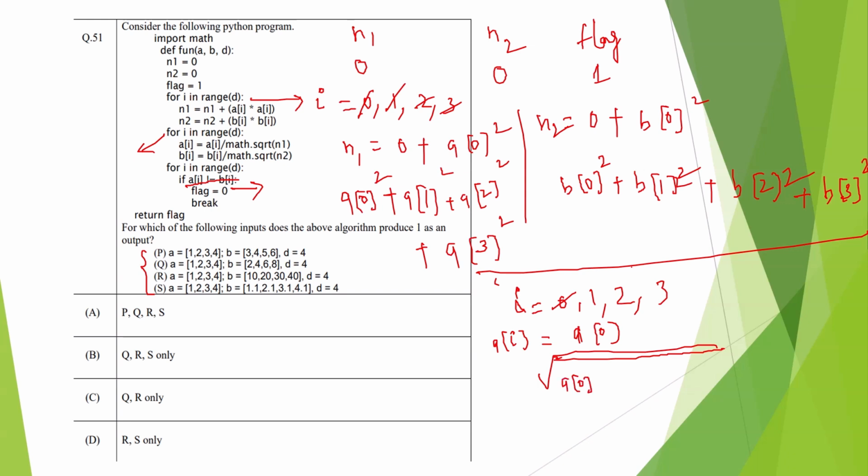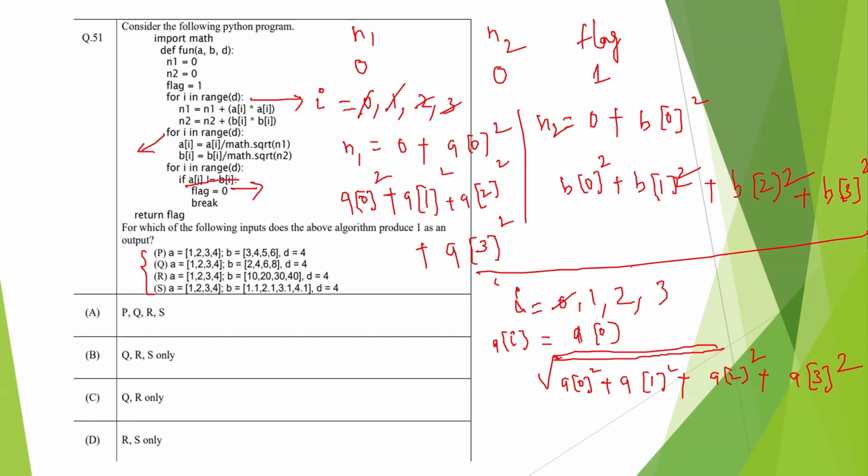A of 0, A of 1, A of 2, A of 3 ka square. Okay. So A of 0 square plus A of 1 square, A of 2 square plus A of 3 square. Okay. This loop will run up to 1, 2 and 3, but we need not consider this value.